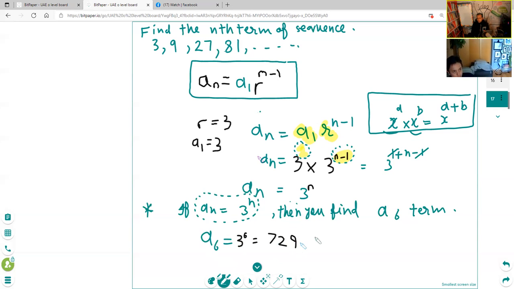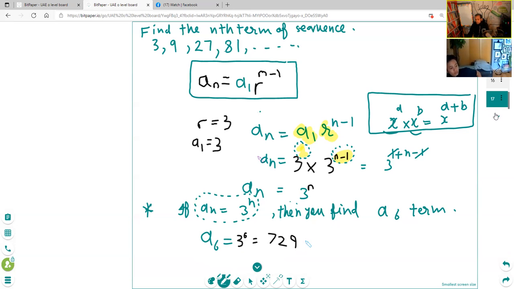So if we are given the general term, then we can find any term. We can find the sixth term, seventh term, eighth term, ninth term, 10th term, 11th term, any term from the formula. Is the geometric sequence clear? Okay, I will give you some questions, so you should do these questions.